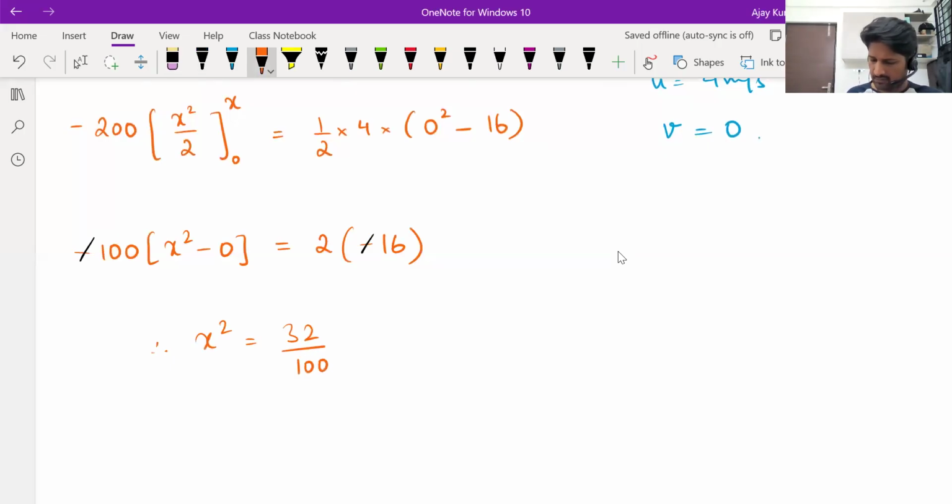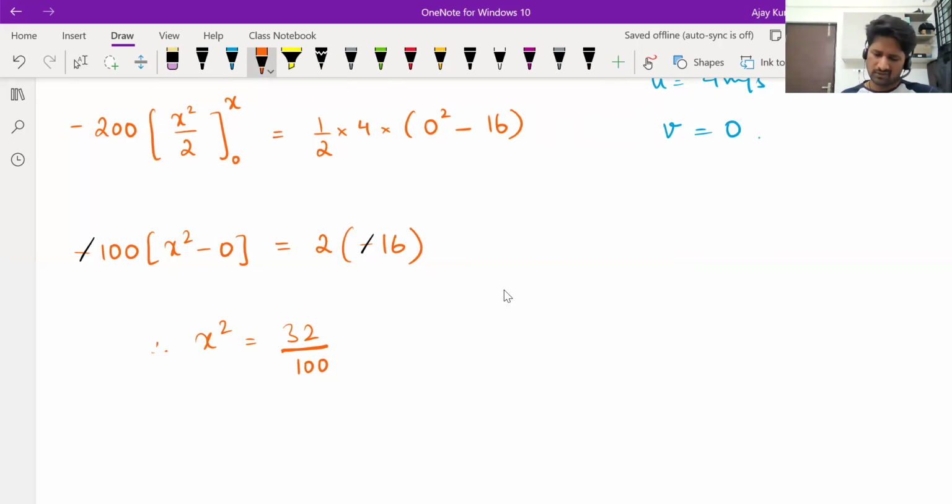How did this become 2 by 25? Sir, 4 by 5 root 2. Wait, we'll come to that. But Vanilla, what mistake did you make? Here I forgot to square 4. Like I forgot to square. Okay. Pawan, how much were you saying? Sir, 4 by 5 root 2.